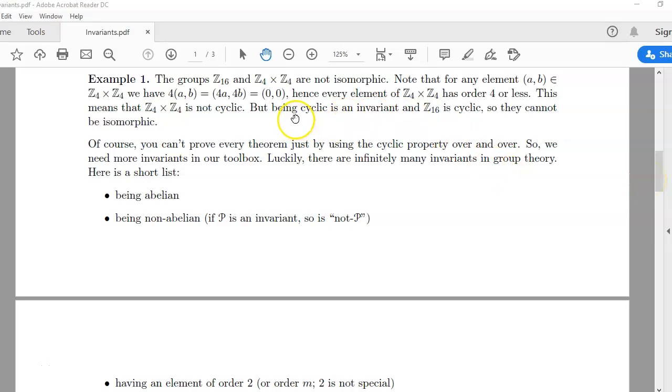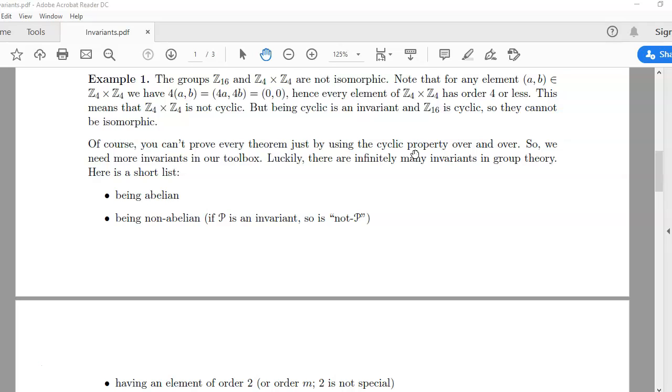So before, I just gave you one little argument, example one, of how you can use an invariant property to prove that two groups are not isomorphic. Of course, what I used is the cyclic invariant, which we've used before. Now, of course, you can't prove every theorem in the world just by using the cyclic property over and over and over again. You can have two groups that are not isomorphic to each other, but they're still cyclic. So it's not going to help you. So you need other invariants in your toolbox.